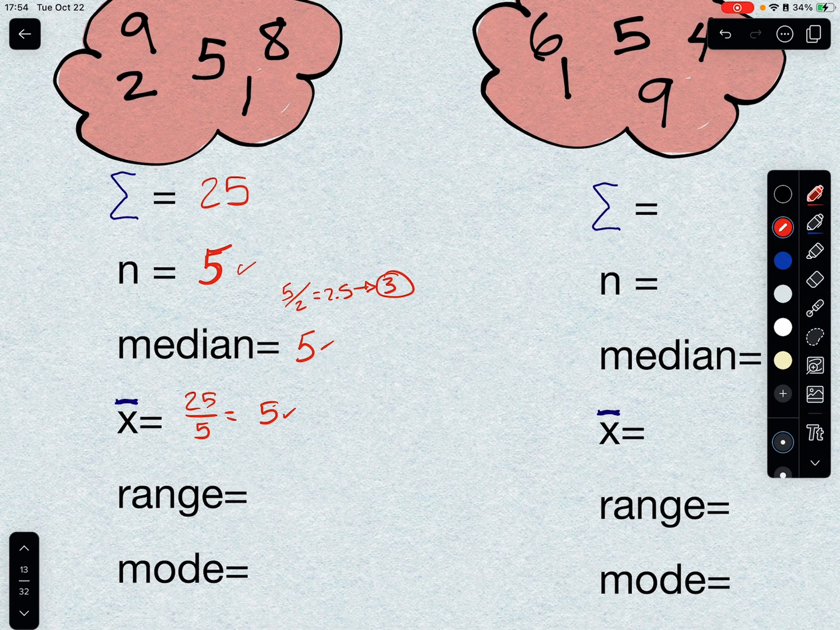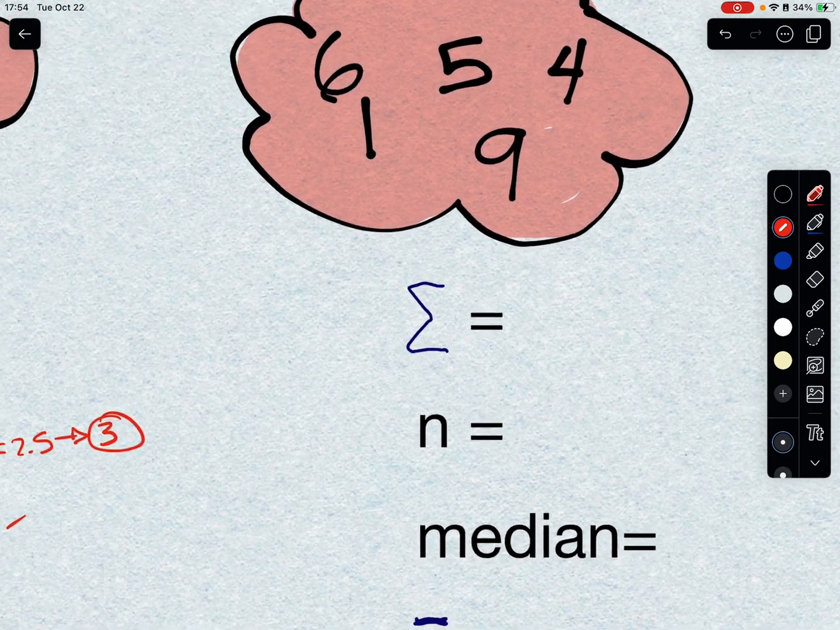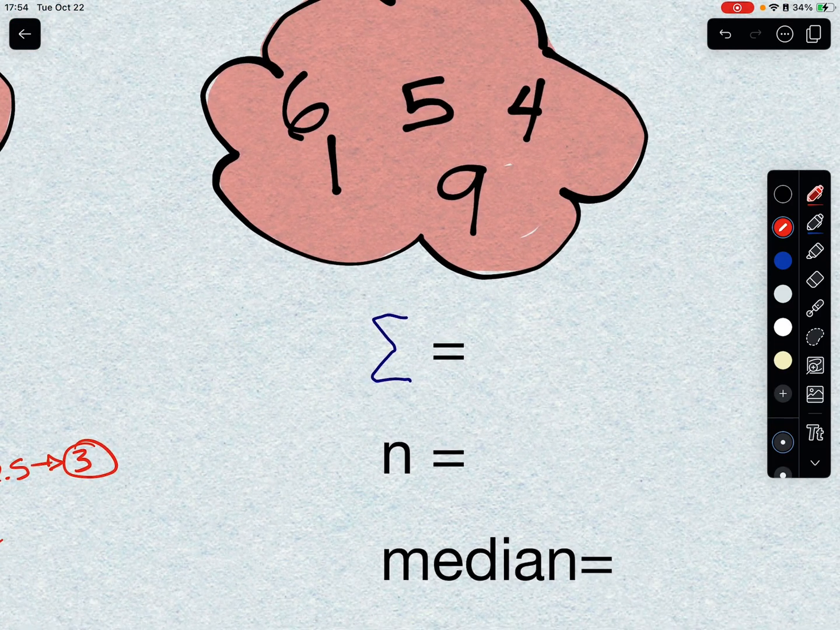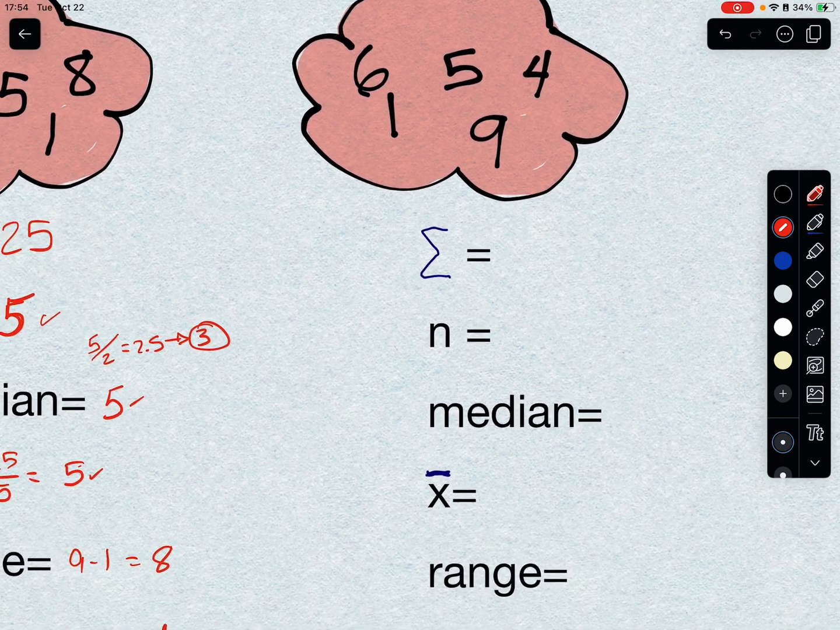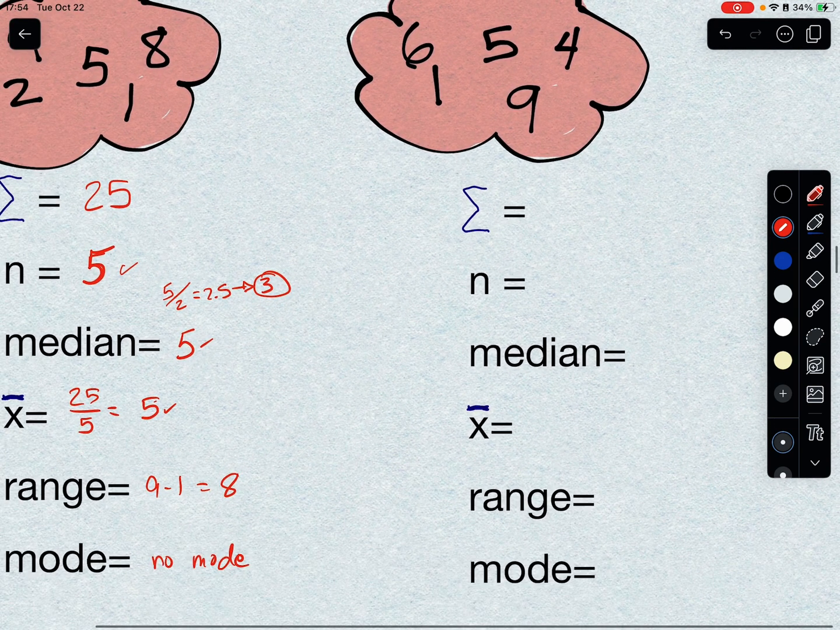Range, high minus the low. 9 minus 1 is 8. Mode, which number shows up the most? Well, there is no most, so there is no mode. All right, I'm going to do that again because it was so much fun, but with this group. Pause the video, find those values for that group.